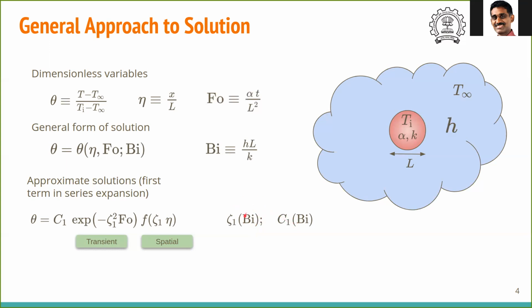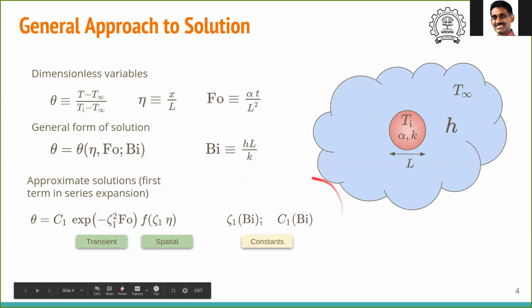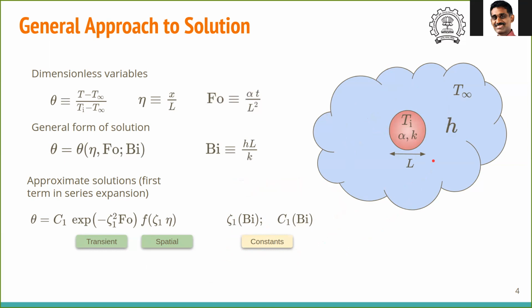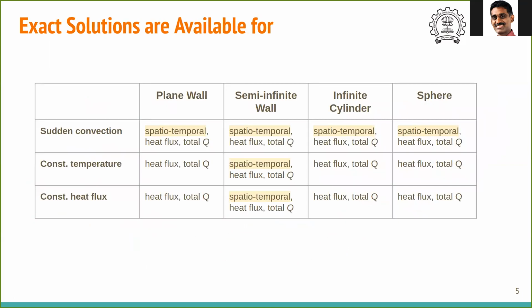Once you know the Biot number, there is a lookup table. You can just go and look up the corresponding zeta 1 and C1. Substitute it here, and you will get the temperature. Once you know the temperature, if you want to find the heat flux, it is simply partial theta by partial eta. Integrated over the entire thing, you will get the total heat flux. Integrated over time, you will get the total heat. So this way we can solve many such simple problems, or complicated problems where we approximate the geometry to be one of the simple geometries.